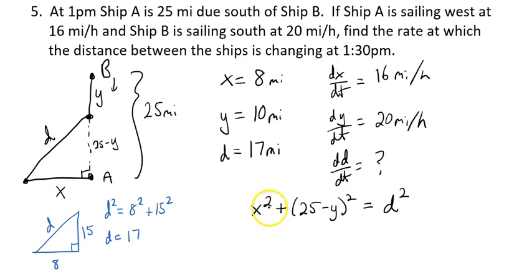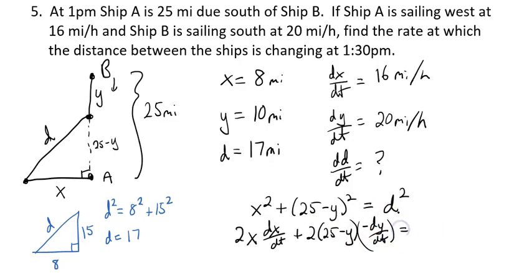So I say chain rule, 2x, derivative of x is dx dt, or if you're using primes, you can use prime there. Then again I've got a chain rule here, so 2 times 25 minus y. The derivative of negative y would be a negative dy dt. And the 2d is also a chain rule, so 2d and dd dt. And again, because it's Pythagorean theorem, every single time you get those 2's in front, and I just get rid of them just to make my math not have as big of numbers.